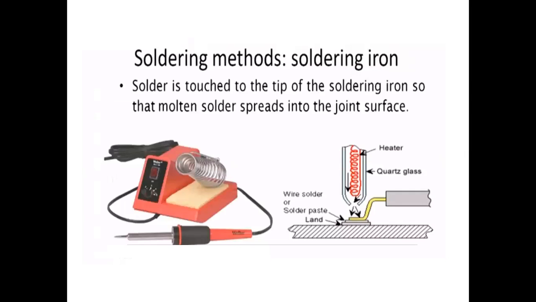So as a soldering iron, you see that stand was what we were talking about. This is integrated with this setup, right? So that you can keep the solder gun. The solder is touched to the tip of the soldering iron, right? As we are seeing here, so that molten solder spreads into the joint surface. So that's what is responsible for heating, right? And then the corresponding joining of the metals, right?